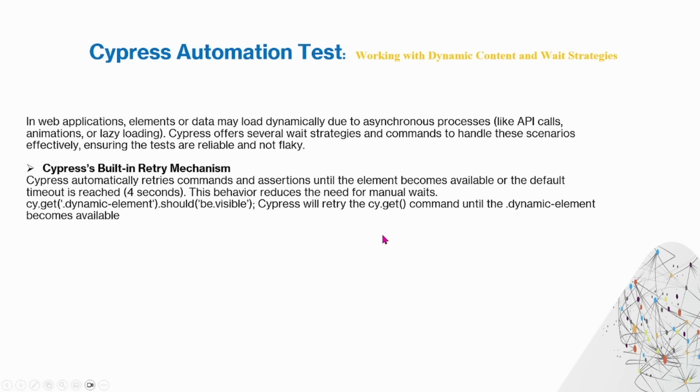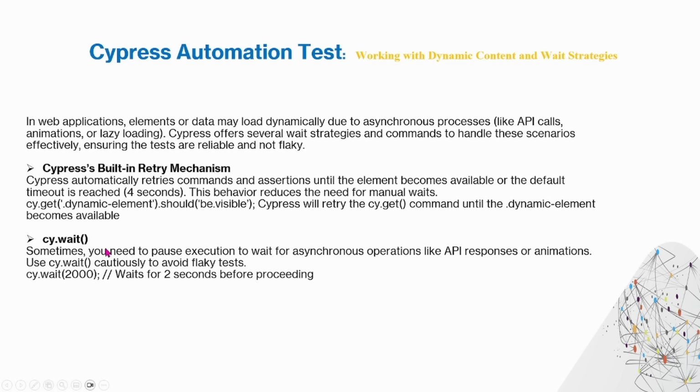So first, there's Cypress's built-in retry mechanism. Cypress automatically retries commands and assertions until the element becomes available or the default timeout is reached, and the default is 4 seconds. This behavior reduces the need for manual waits. For example, in this command, it'll try as many times as it needs until this dynamic element becomes available. Or it'll try until 4 seconds, and then if it's not available, then it'll continue.